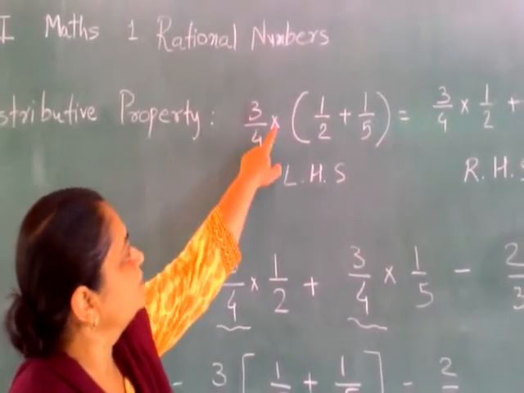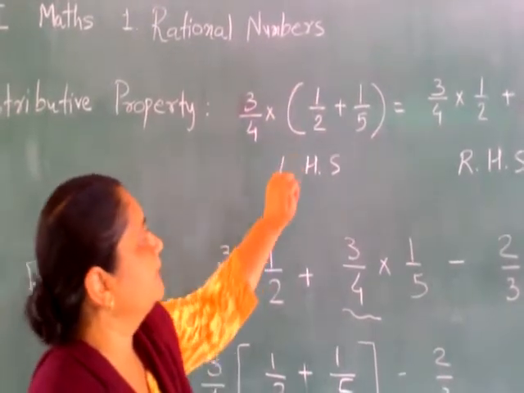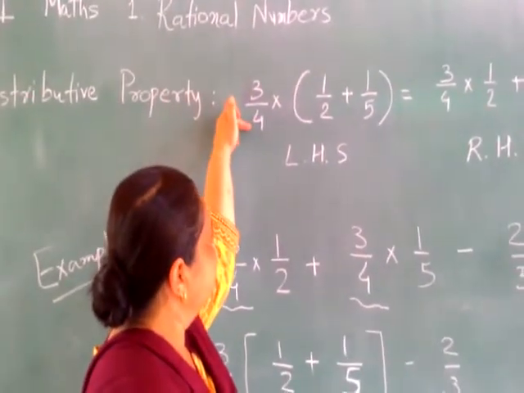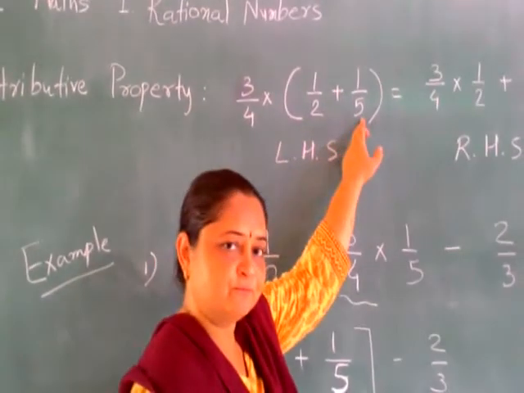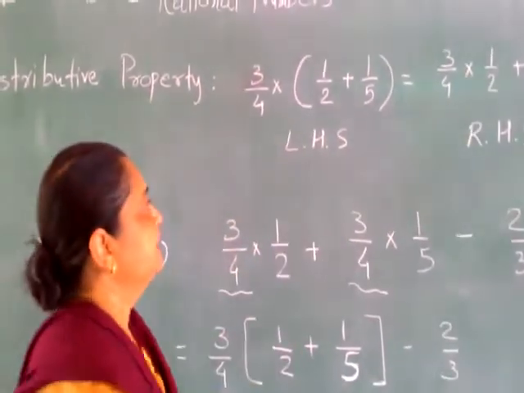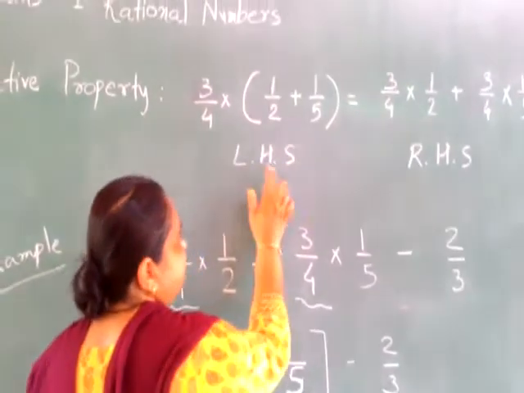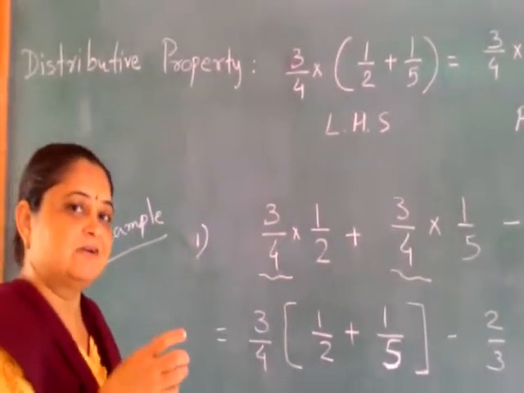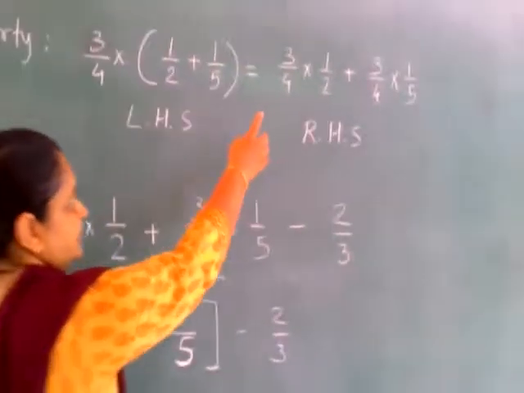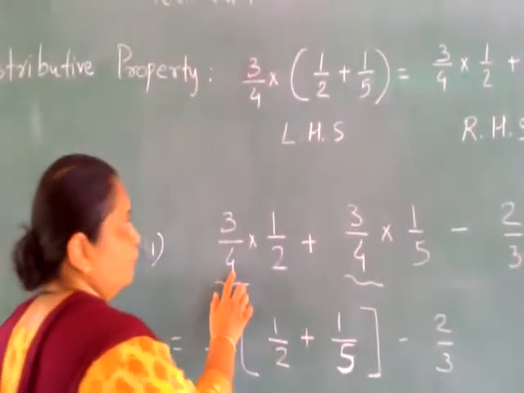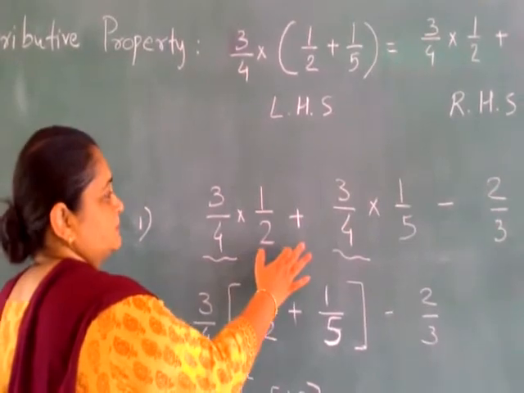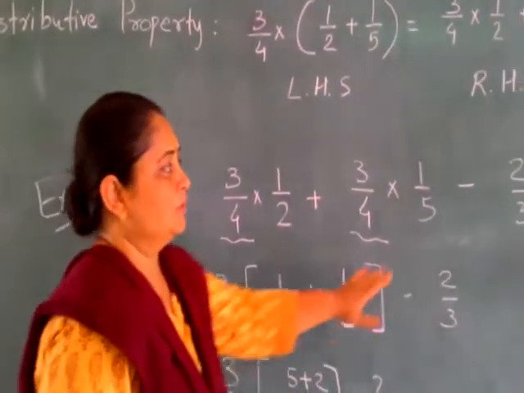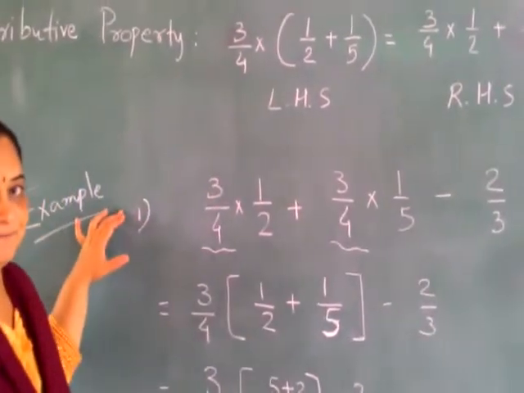3 by 4 is multiplied with the first term of the bracket, plus again multiply 3 by 4 with 1 by 5. Now you can see here, equal to: left hand side and right hand side. Now the right hand side is our question. See that RHS: 3 by 4 into 1 by 2 plus 3 by 4 into 1 by 5, and I add one more term as an example.